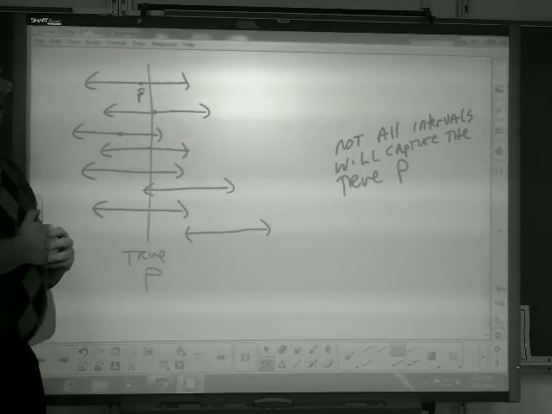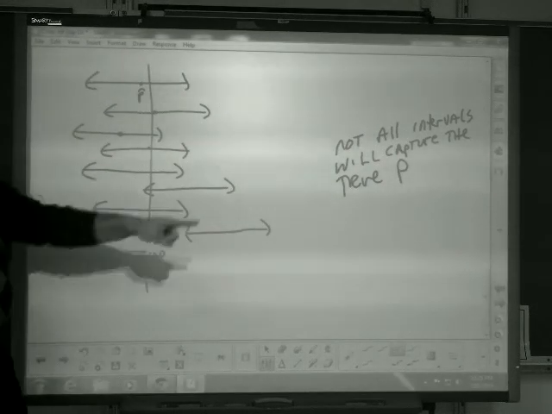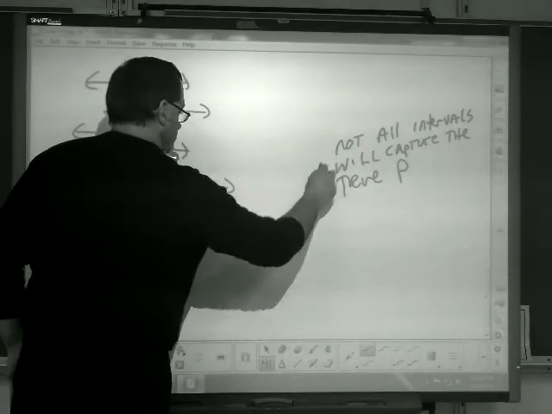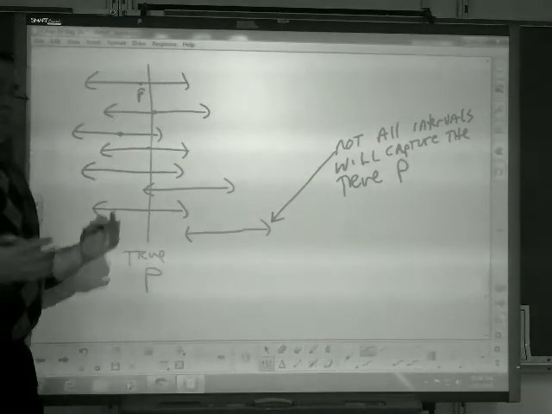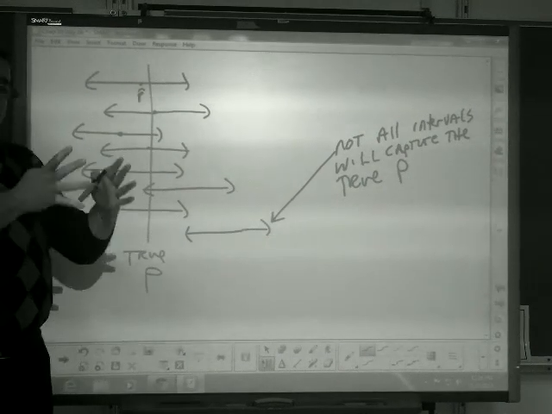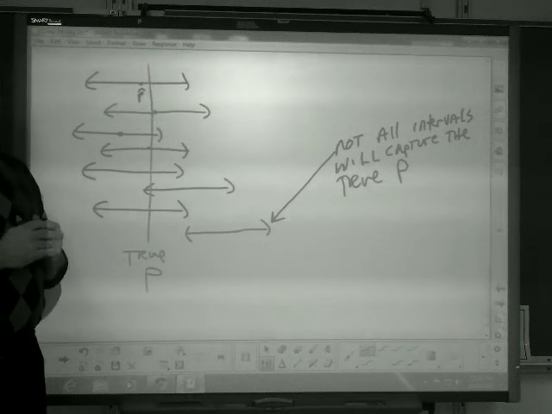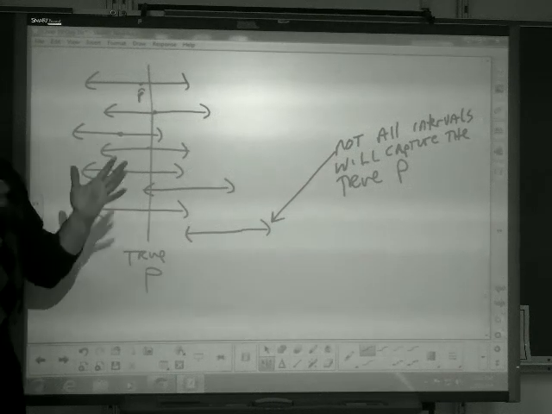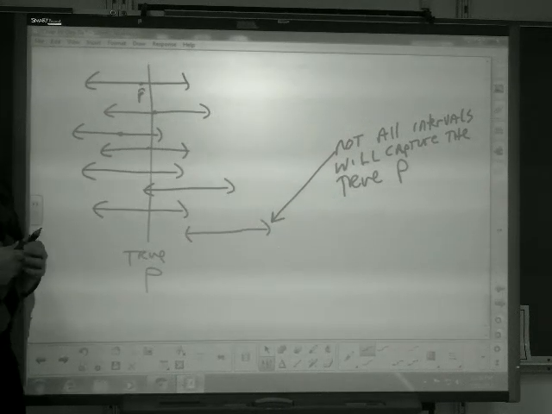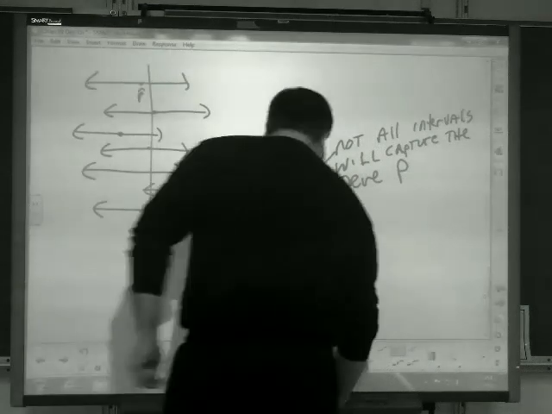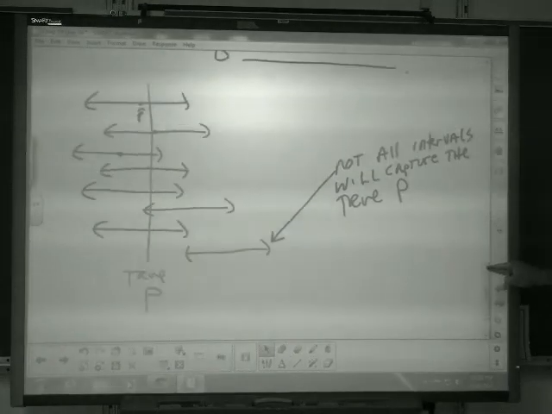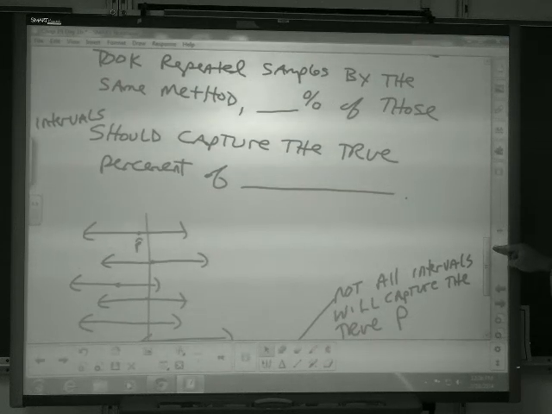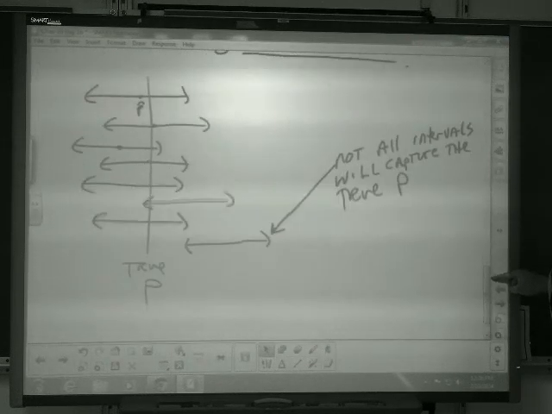Did all of my intervals catch it? No. Not all intervals will capture the true proportion. Some will miss. Why? Because we have set it up such that 95% should catch it and 5% will not. And I'm willing to live with that 5% amount of error. But that is the meaning of 95% confidence. If we took repeated samples by the same method, 95% of those intervals should capture the true percentage.